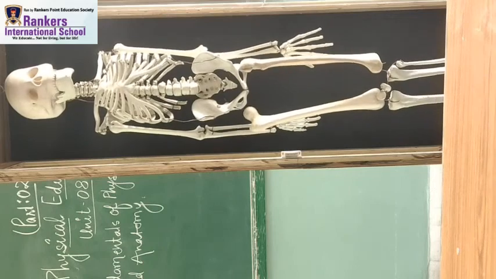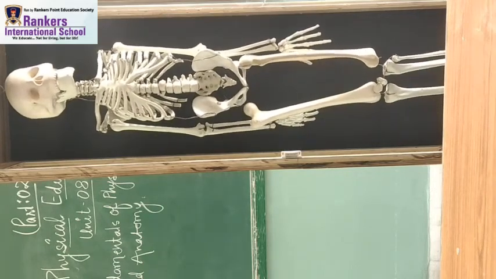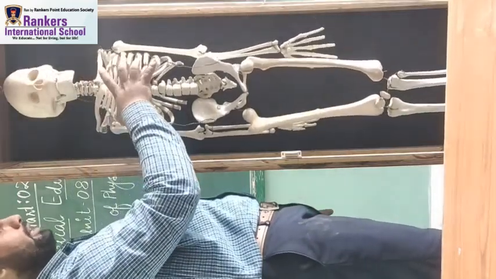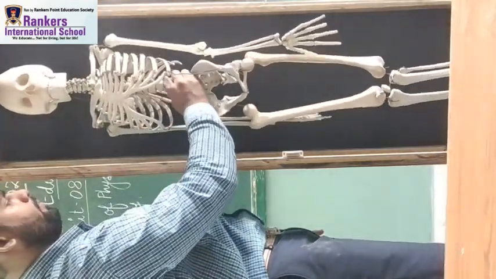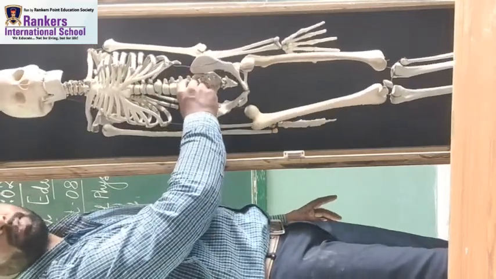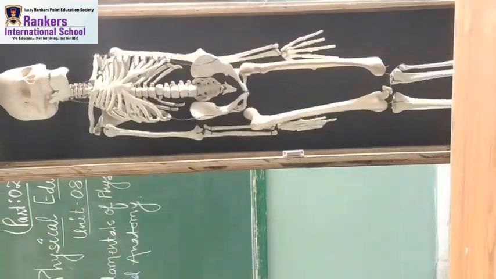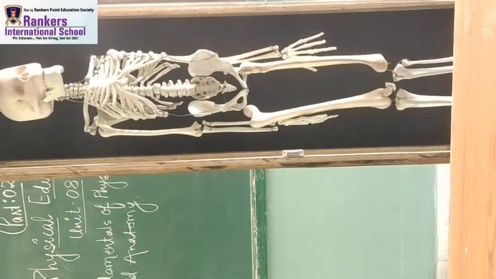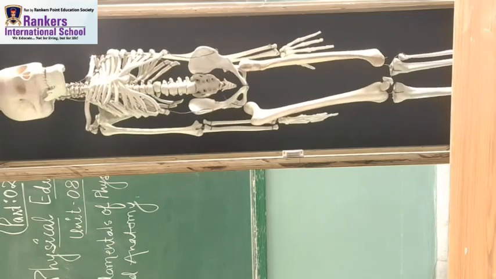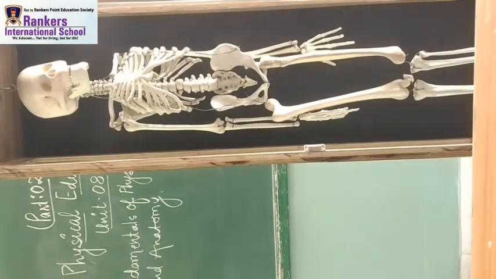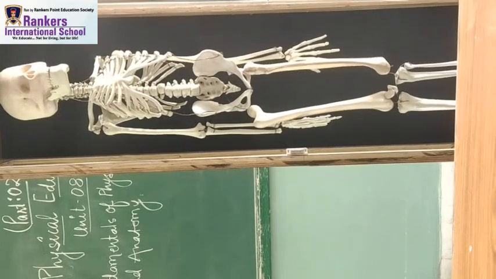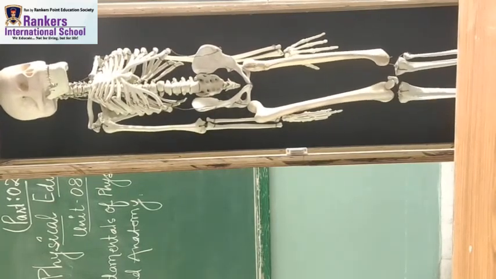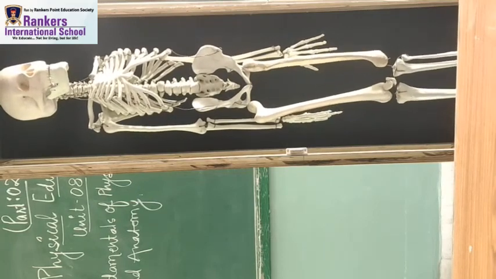And when I'm talking about the axial skeleton system, it is basically about the skull, this rib cage, and the whole vertebral column. It means the spinal cord of an individual. So students, what I would like to explain to you is that our body has two parts when we talk about the skeleton system. First is the axial skeleton, and second is the appendicular skeleton.